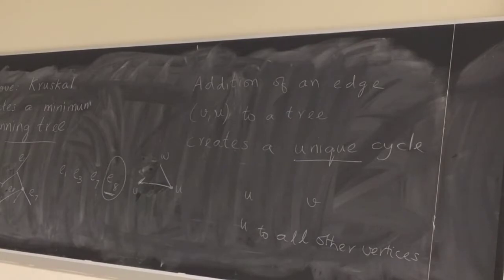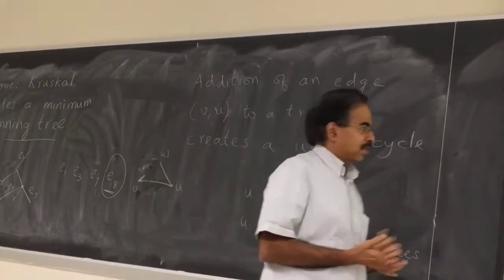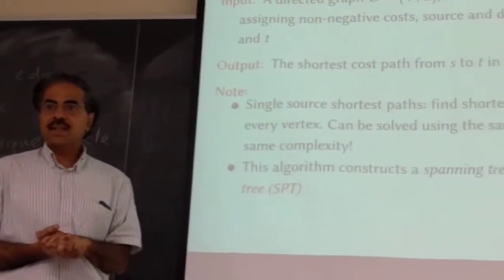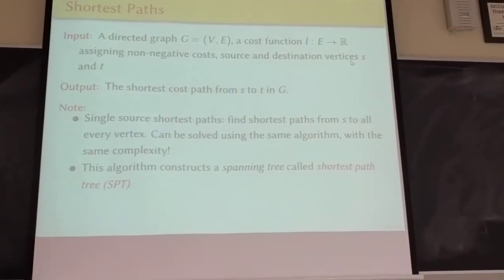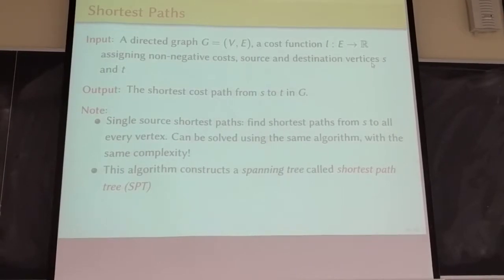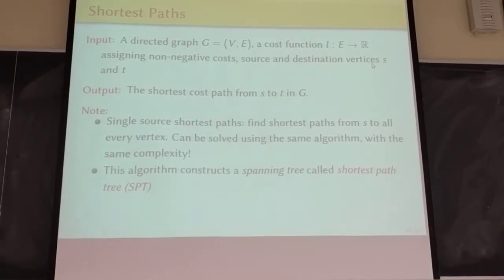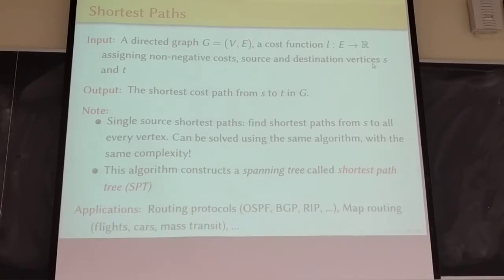Okay, so one of the other things to remember is that this algorithm also constructs another kind of spanning tree, right? It actually constructs another spanning tree, which is called the shortest path tree, right? Which consists of the shortest paths from U to every vertex, right? So that's going to be shown as a tree. Okay, so that's this algorithm. Let's try to understand. Obviously, we have a lot of applications.